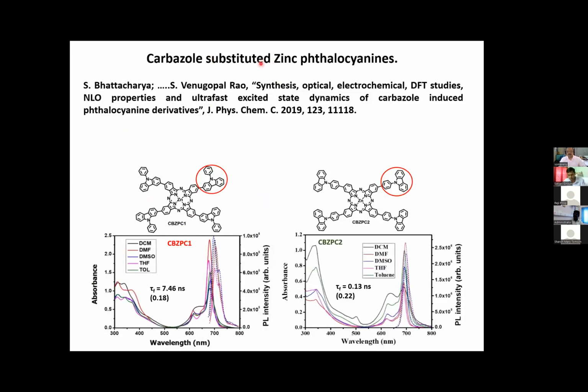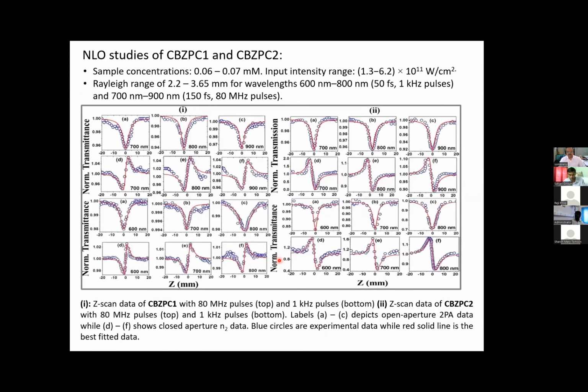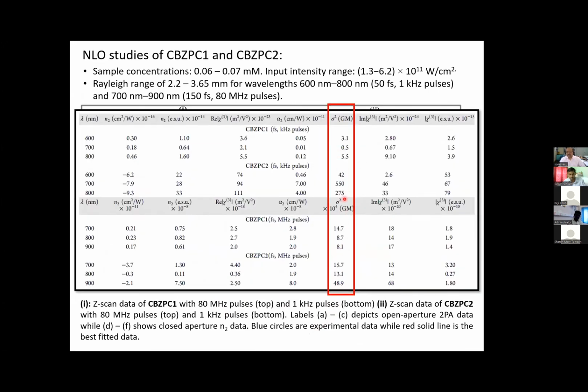Another set of phthalocyanines called carbazole substituted phthalocyanines, a very interesting molecule where we've done two molecules in this case. This is absorption emission studies. And a detailed study we have done as a function of wavelength, 700, 800 nanometer, both with megahertz pulses as well as kilohertz pulses. We wanted to see how the pulse duration is affecting the nonlinearity. This is a kilohertz pulse, this is a megahertz pulse, this is for the first molecule, this is for the second molecule. We've shown that you see very large numbers for the kilohertz pulses. This is much stronger compared to this. So this CBCPC2 is weaker compared to CBCPC1 in terms of kilohertz excitation.